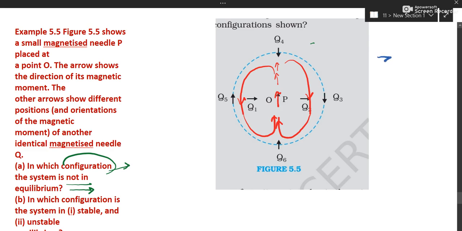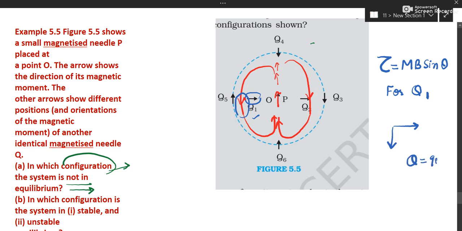So we'll talk about torque. If torque is 0, it is an equilibrium. If torque is not 0, it is not an equilibrium. So we'll find out torque as m b sine theta. Let us do it for first. For first needle, Q1 is the first magnetized needle. So you can see Q1's arrow is this. This is Q1's magnetic moment. And the external field is like this. What is the angle? Angle is 90 degree.